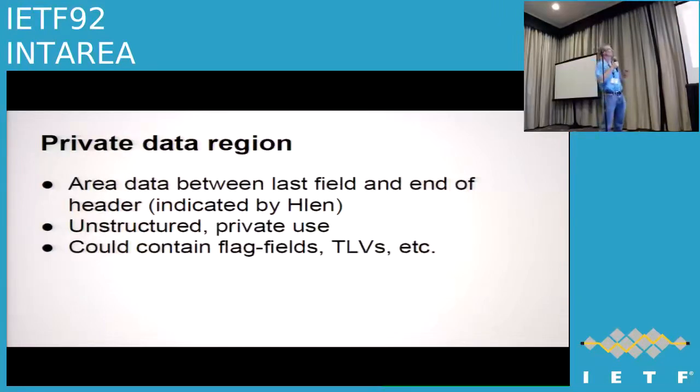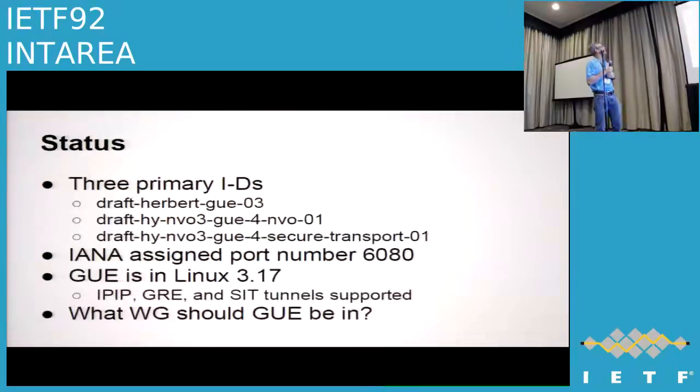The status. We have three primary drafts, plus a few that describe some of the extensions. The GUE draft is the base draft, and that describes pretty much the protocol as is. The network virtualization draft is specific to the network virtualization extensions, and we have a security draft describing the field. We have a port assignment. This is now in upstream Linux, so you can test it out if you wish. We actually support IP over GUE, GRE over GUE, SIT over GUE.